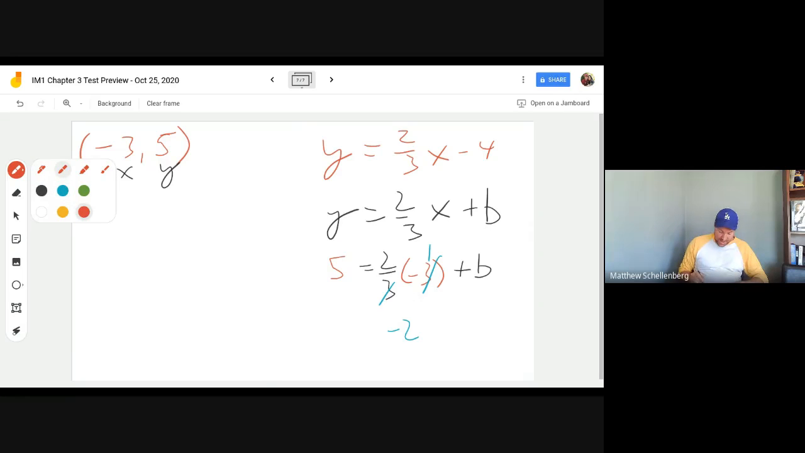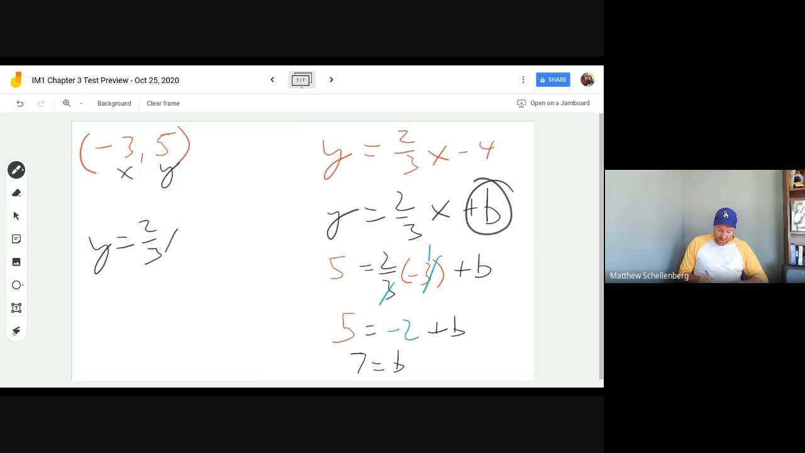And so I have 5 equals negative 2 plus b. Add 2 to both sides, and I have 7 equals b. So that means that this b right here is supposed to be 7. So our answer is y equals 2/3 x plus 7. Whew, moving right along.